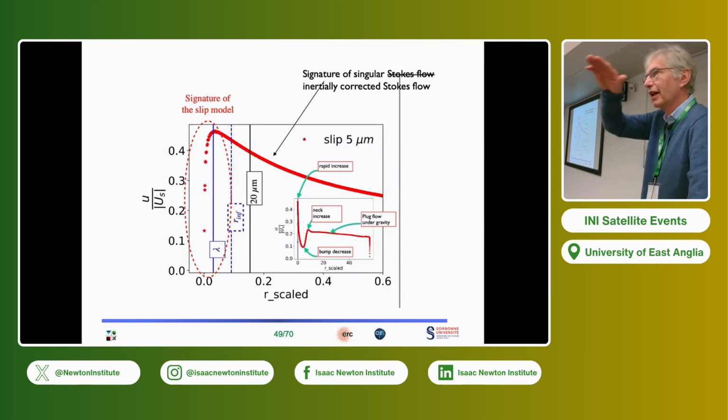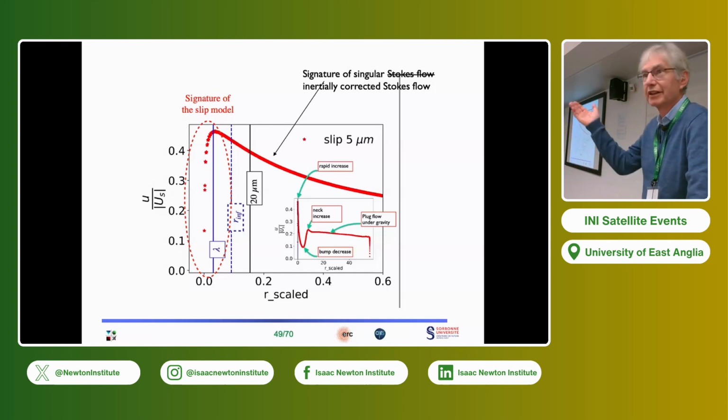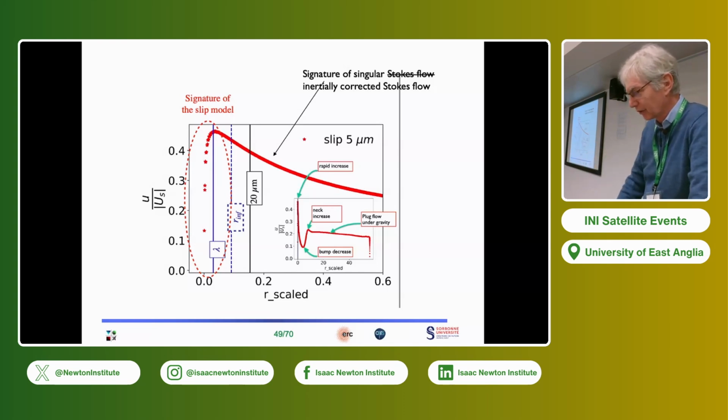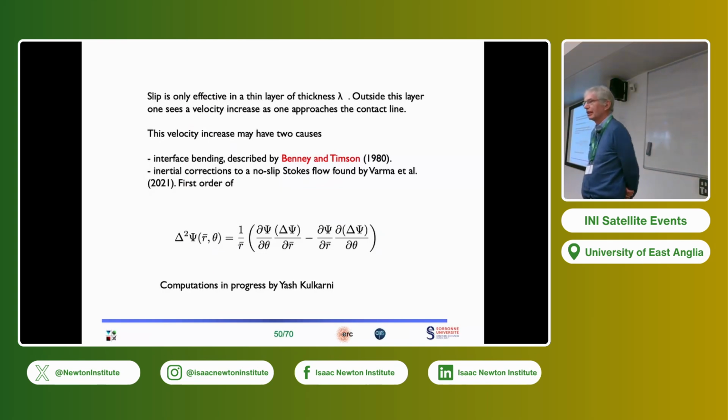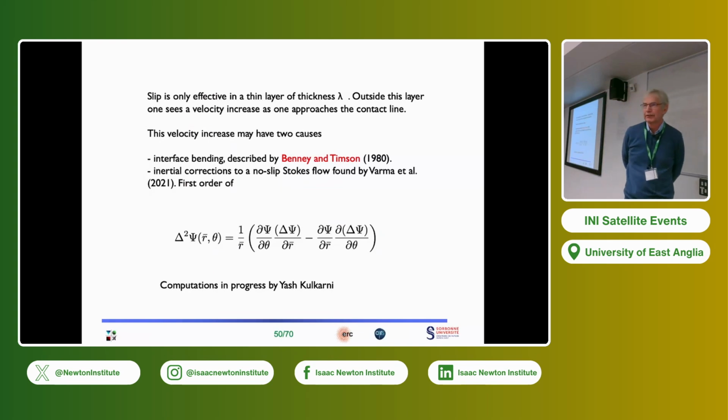A Stokes flow will actually give you a horizontal curve. There's a theorem in Stokes flow. You have a constant velocity along the interface, but not in inertially corrected Stokes flow. So it's really inertially corrected Stokes flow that explains the velocity increase noticed by the experimentalists. So in fact, another possible explanation is the solution of Benny and Timpson, which is a solution that takes into account the curvature of the interface there. But it seems to Yash and me that it's more related to the inertially corrected solution of Varma and others.